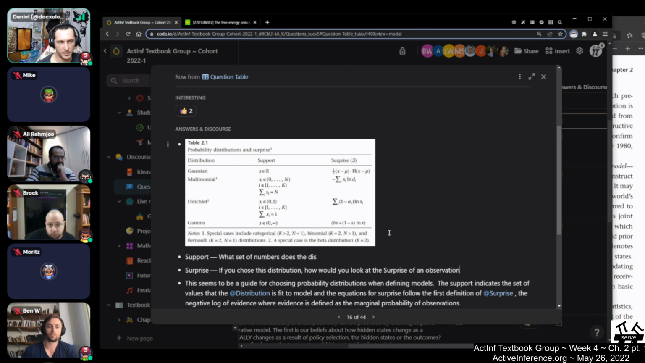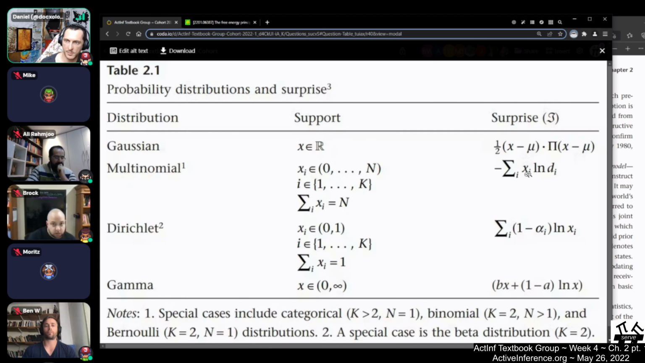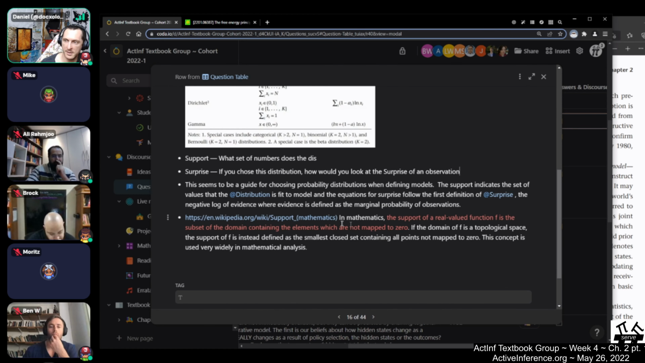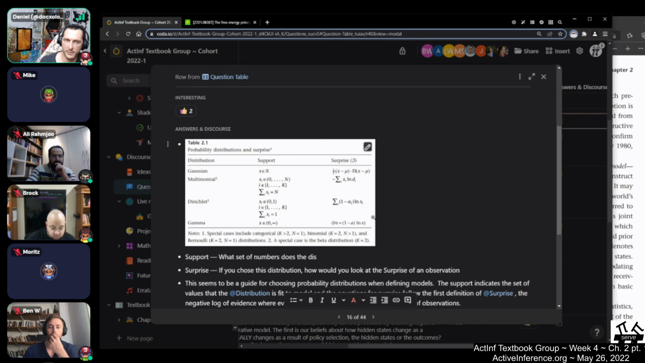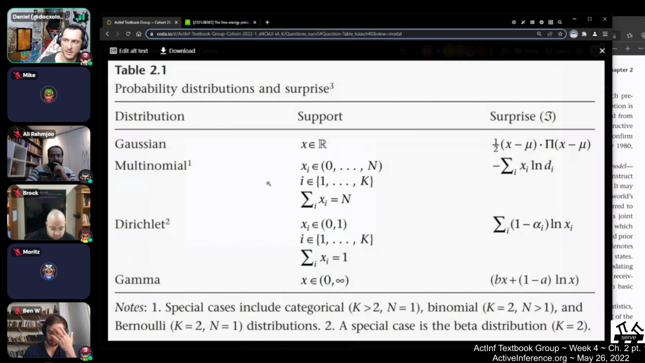And we're going to get to surprise and Bayesian surprise in the coming questions. So support, using the definition pulled here from Wikipedia, the support of the function is the subset of the x-axis, like the domain, where there's a y value that's not 0. So it's where the function is non-zero defined. The Gaussian, the normal bell curve distribution, has non-zero support at all numbers, the real numbers.